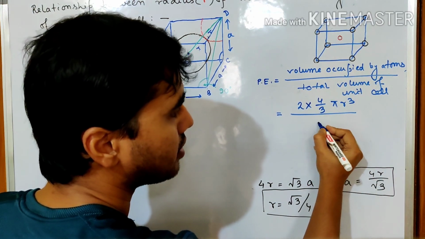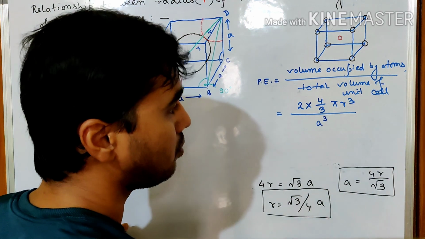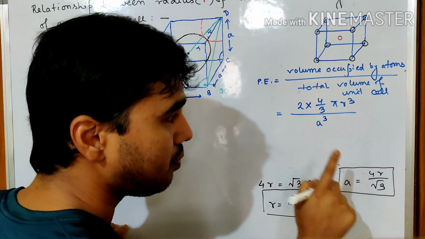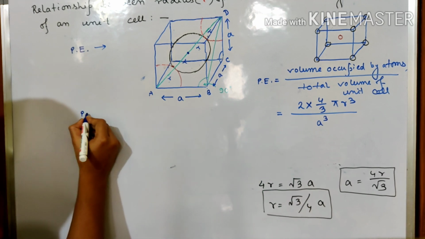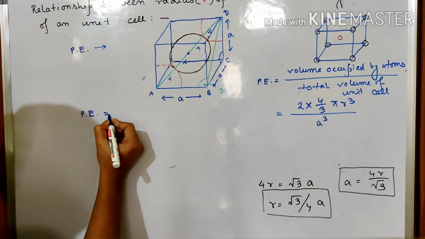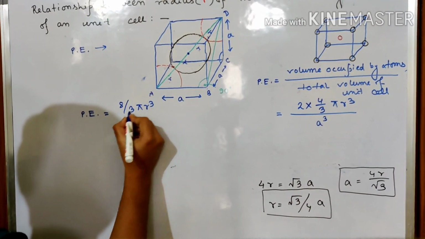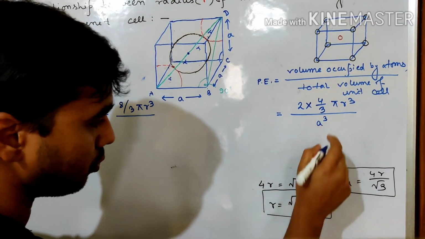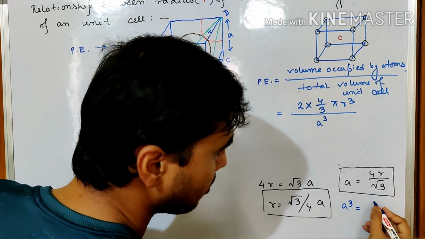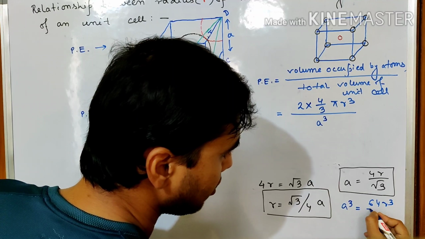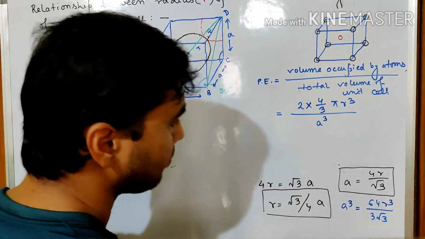Total volume of the unit cell. Obviously, if the edge is a, the total volume will be a cube. Here this relationship will be helpful. I'm just rewriting here. Packing efficiency will be equal to 8 by 3 pi r cube divided by a cube. So quickly you can see here, a cube should be equal to 64 r cube divided by root 3 into root 3, that is 3 root 3.